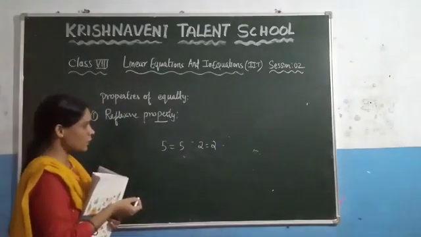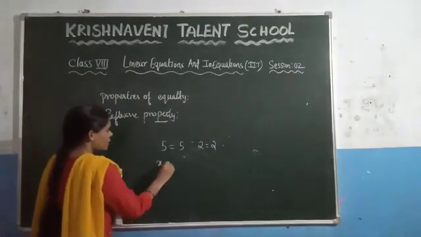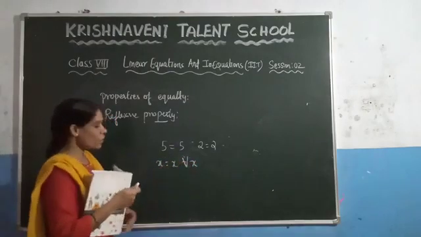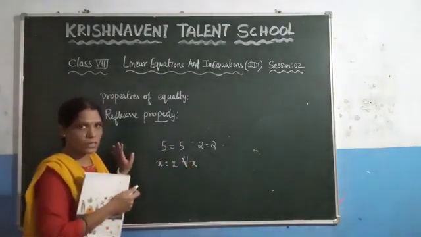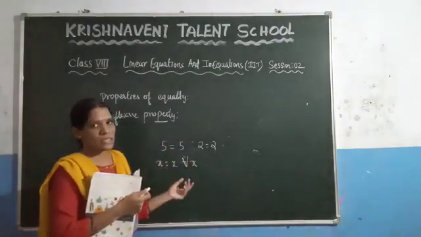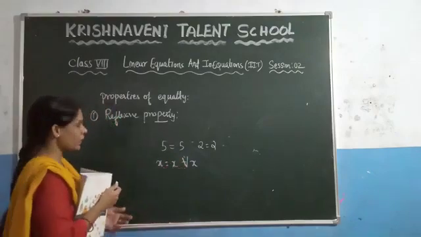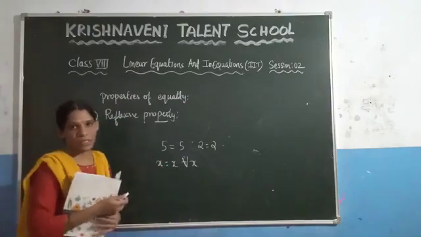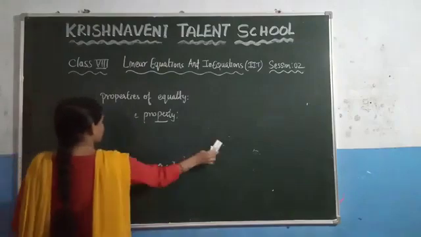In the case of a variable, if x is a variable, we can say that x is equal to x for all x. This is the symbol for all. So x is equal to x for all x. This we call the reflexive property. What does the reflexive property say? Every number is equal to itself, and it is applicable to any number or any variable. Now see the next property, which is the symmetric property.